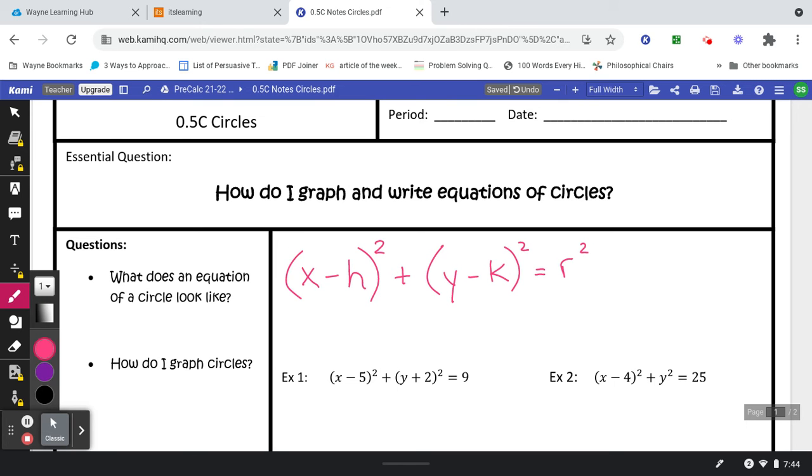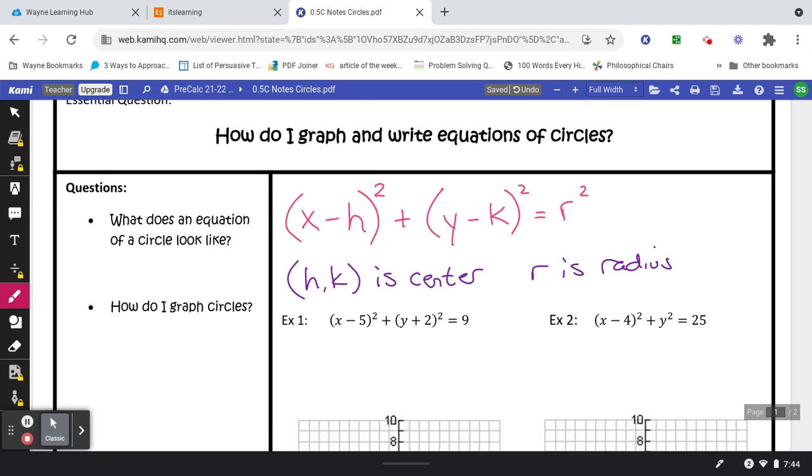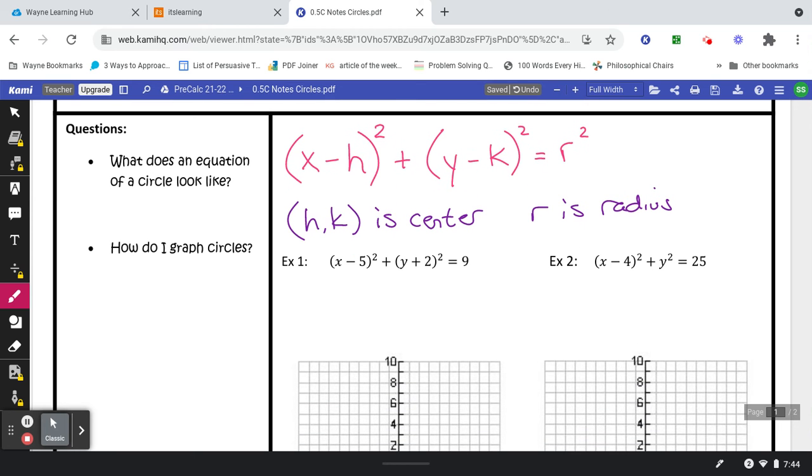So the h, k in this is the center of the circle, and r is the radius. And you can see good examples of it on examples 1 and 2. It's in that circle form.